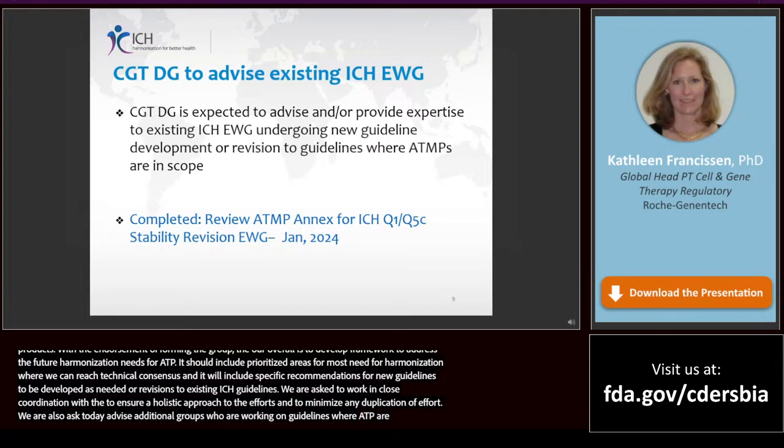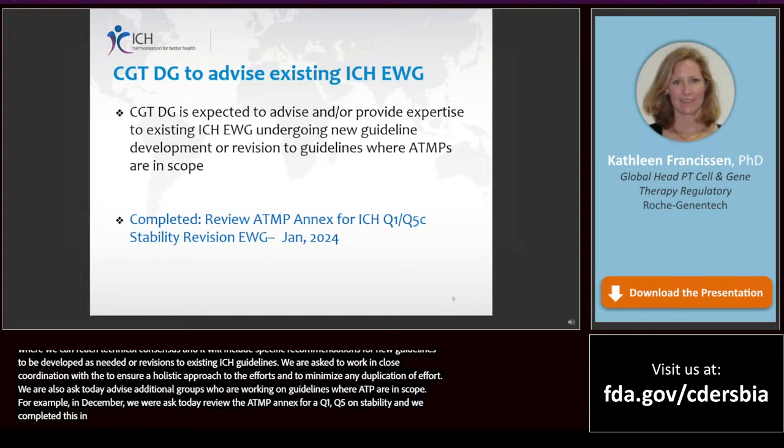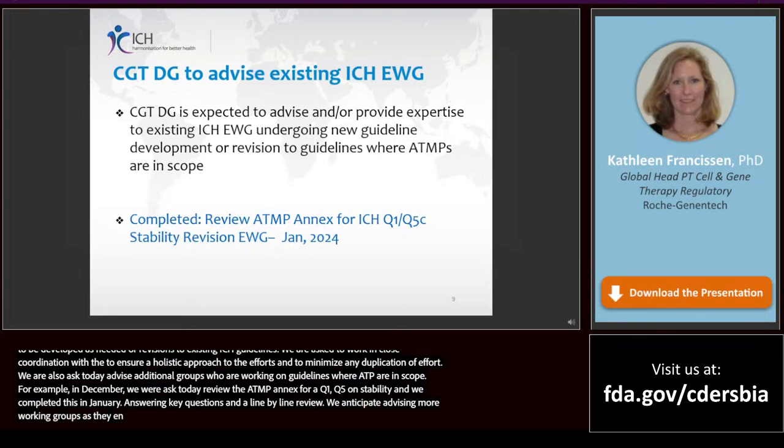For example, in December, we were asked to review the ATMP annex for the ICH Q1, Q5C expert working group on stability, and we completed this in January, answering their key questions and doing a detailed line-by-line review of the annex. We anticipate advising more expert working groups going forward as they encounter ATMP topics.